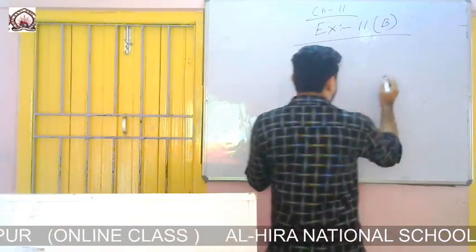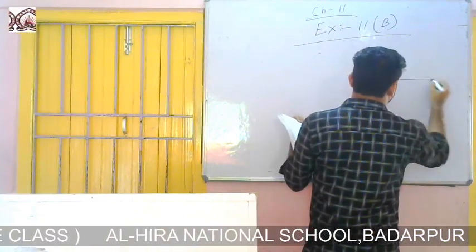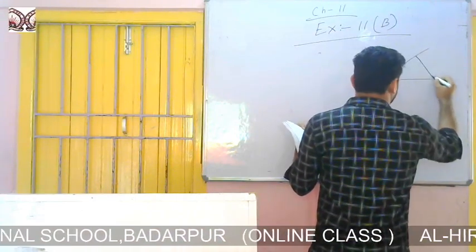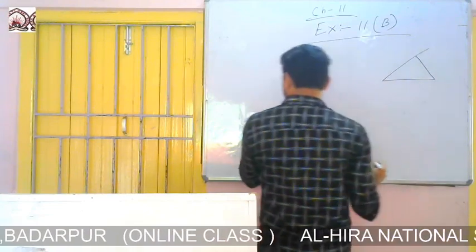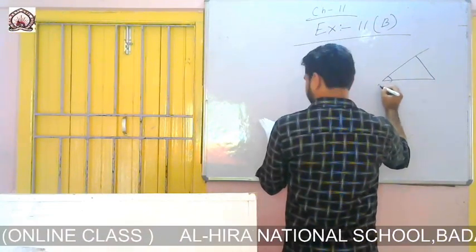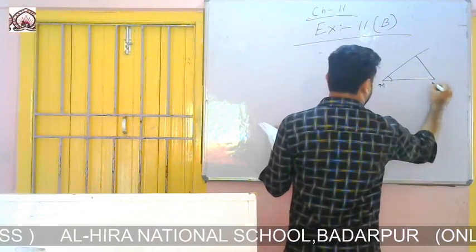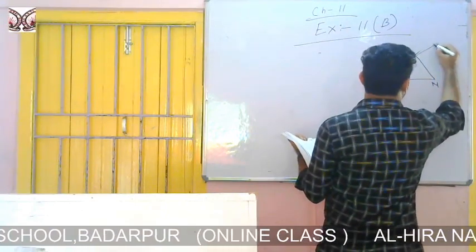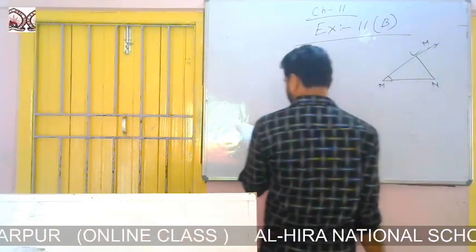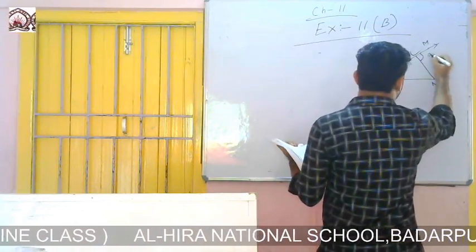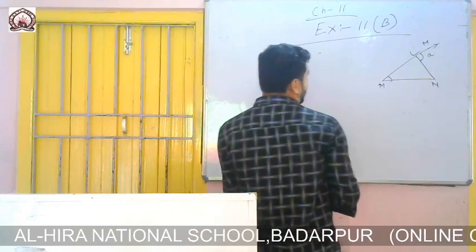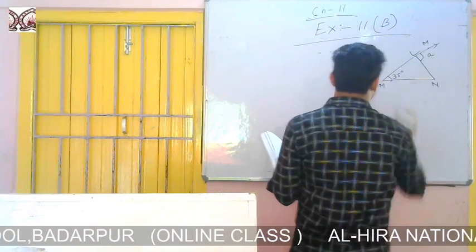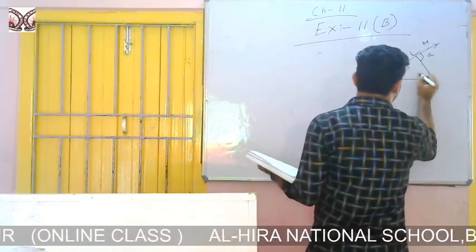So you see the figure. The measure of this angle M, and this one L, this part is what? M. Okay, and we have to find this angle, that is the exterior angle. We have to find the measure of angle A. Here the measure of angle M equals 35 degrees, and here it is 50 degrees.